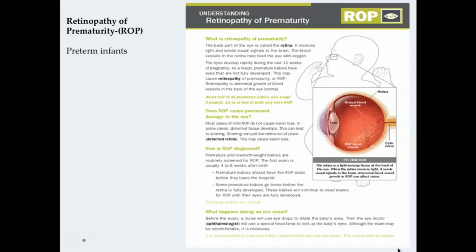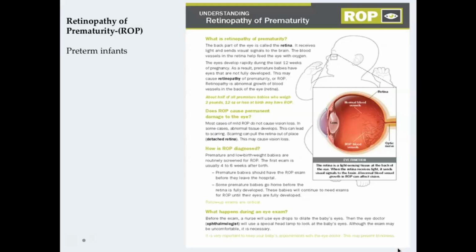So when we're talking about retinopathy of prematurity, we kind of already talked about this with preterm infants, where the retina becomes detached. So premature and low birth weight babies are routinely screened for retinopathy of prematurity. The first exam is usually 4 to 6 weeks after birth, and then you would have it done prior to leaving the hospital. Some premature babies, depending on how premature they were, may go home before the retina is fully developed, so they will need to have follow-up exams on an outpatient basis.